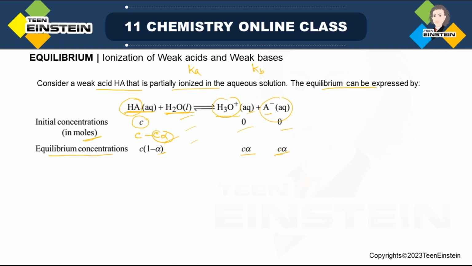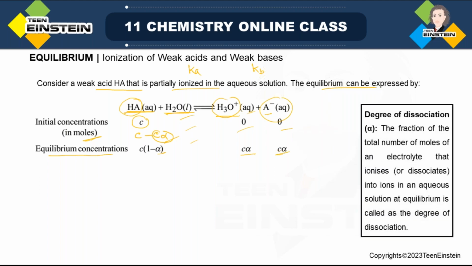So this alpha is known as the degree of dissociation. So degree of dissociation we use for any weak electrolyte. The fraction of the total number of moles of an electrolyte that ionizes or dissociates into ions in aqueous solution at equilibrium is called the degree of dissociation, alpha. Mostly it is denoted by alpha. That is the common convention followed. So this is a fraction of the total number of moles. Alpha is generally a very low value, a fraction of 1. So now we know the equilibrium number of moles for HA, for H3O+, for A-.